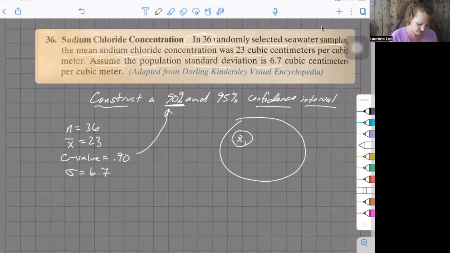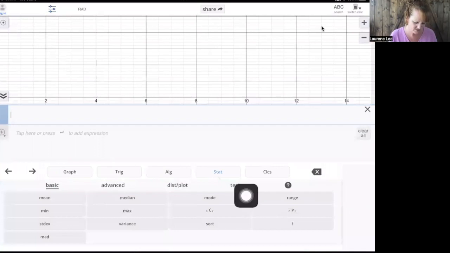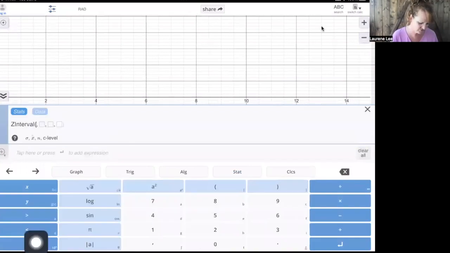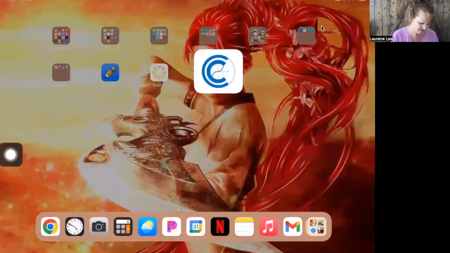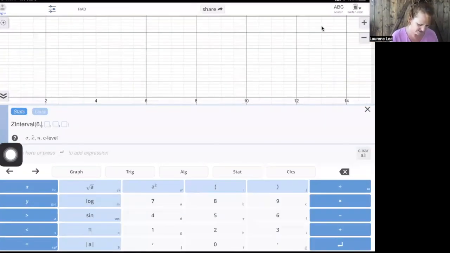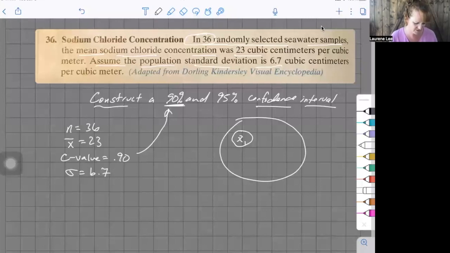All right, if you're on class calc, you are going to go under stat here. And then you're going to go to tests. So new menu option. And in tests down here, this is called a Z interval. That's what you're going to choose. And it tells you what to enter here: sigma, X bar, N, and C level. All right, so sigma and X bar, that's going to be 6.7 and 23. And then I want N and C level. So N is 36, C is 0.9.